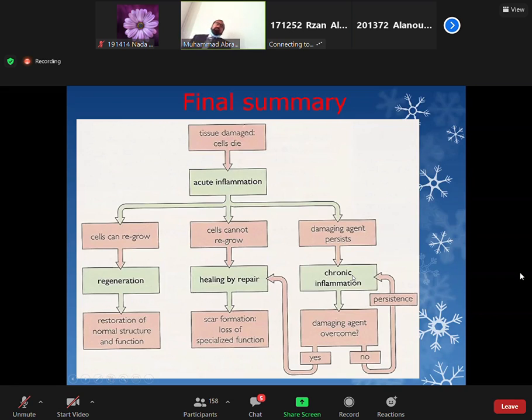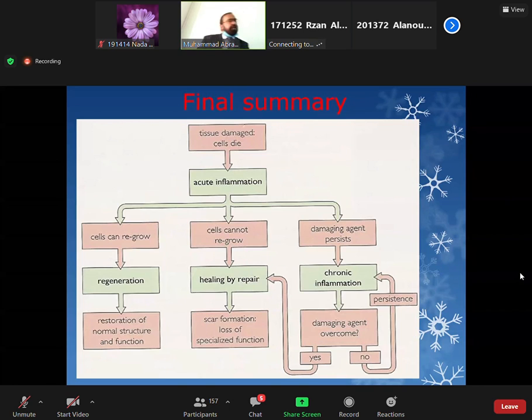So if a student came to me yesterday asking about chronic inflammation, I just ask him one question: what are the 3 important things in chronic inflammation? Number 1, inflammation. Number 2, tissue injury. And number 3, repair.